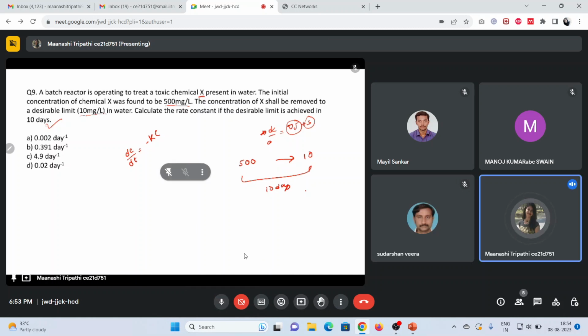I have written the formula also. Please take the hint and solve this question. You need to integrate it to these limits.